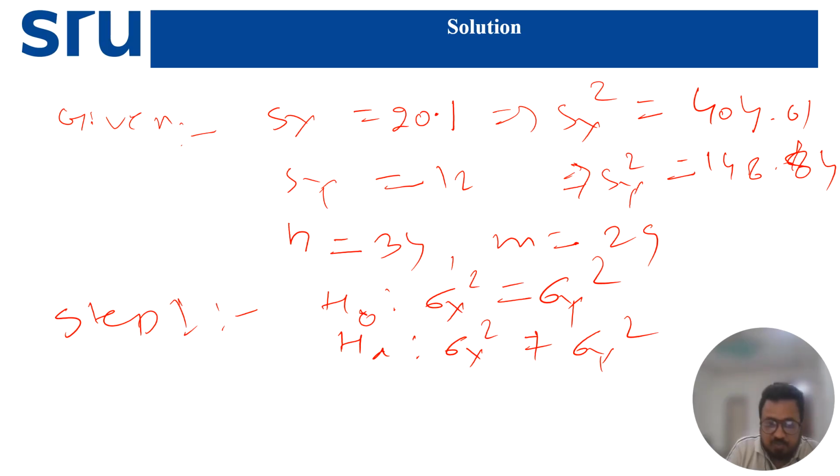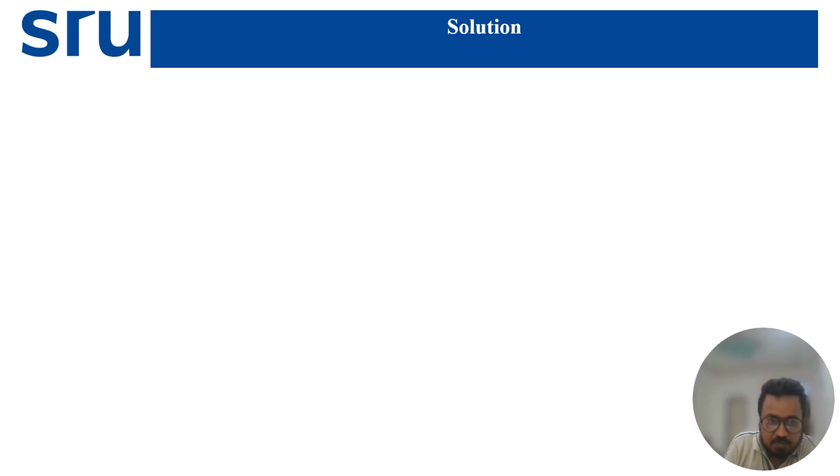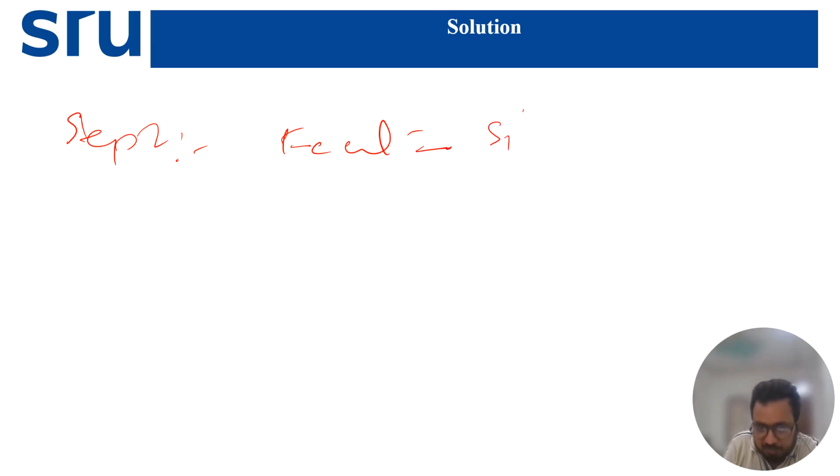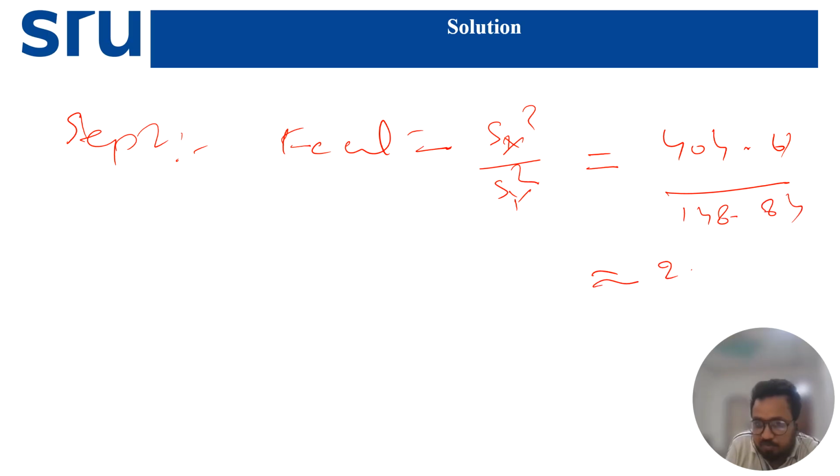In step 2, we will find the F statistic value, the F calculated value. This is equal to sx squared by sy squared, right? So this is equal to 404.01 by 148.84, which is equivalent to 2.71.